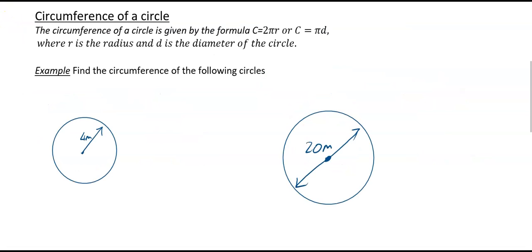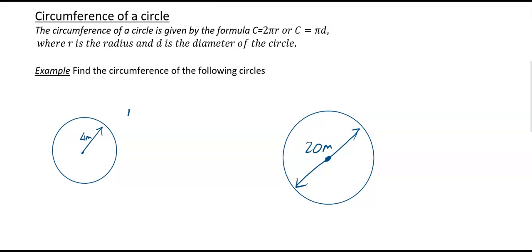Okay, the circumference of a circle. The circumference of a circle is the length around the outside of a circle, and there are two formulas for the circumference. One of them is C is equal to 2 pi r, and the other is C is equal to pi times the diameter. Here r is the radius and d is the diameter. So C equals 2 pi r or C equals pi d.